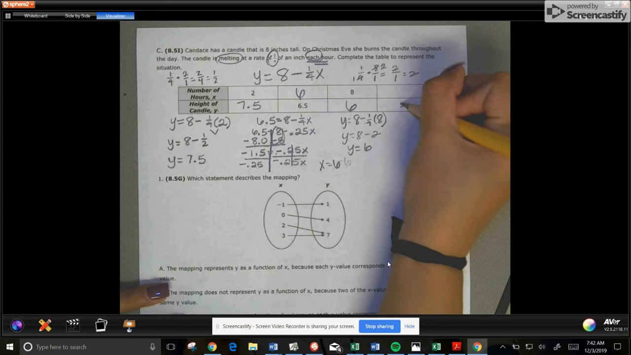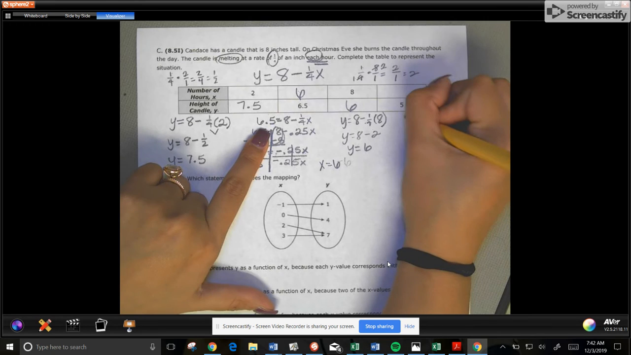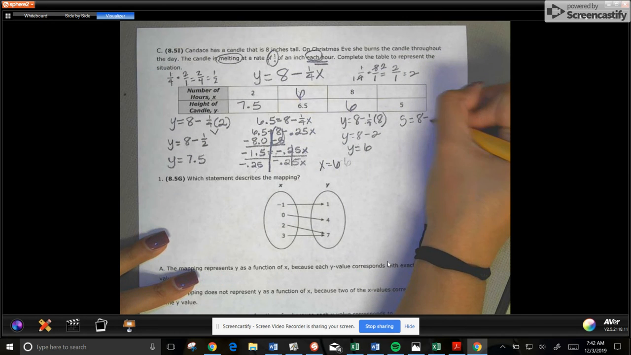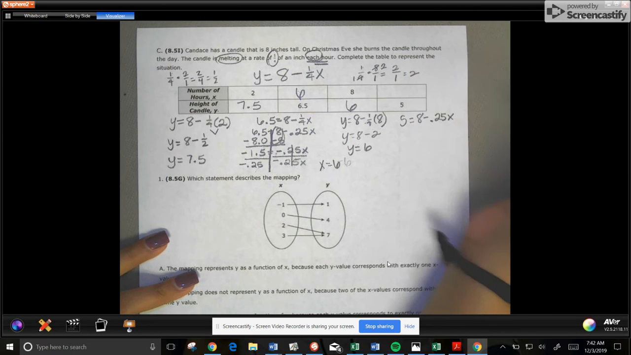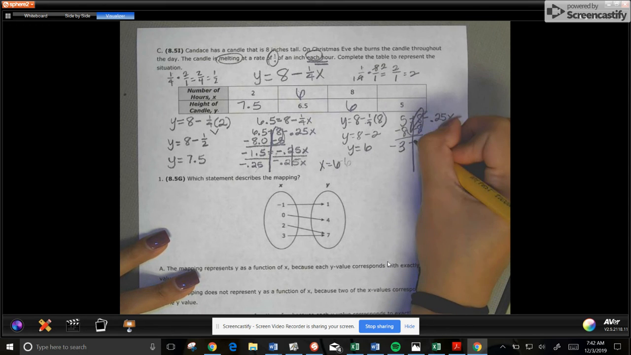And now over here, I have 5 in my y column. So this one's going to look like the 6.5 here. 5 equals 8 minus 0.25x. Again, this is a two-step equation. It's a positive 8, so I need to subtract it. So I get 5 minus 8. That gives me a negative 3.